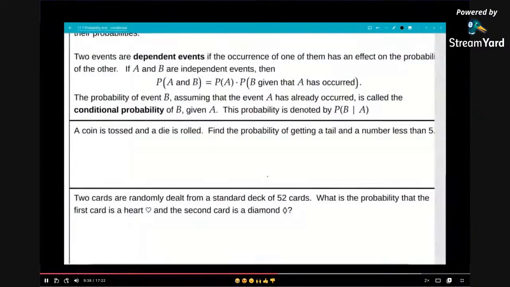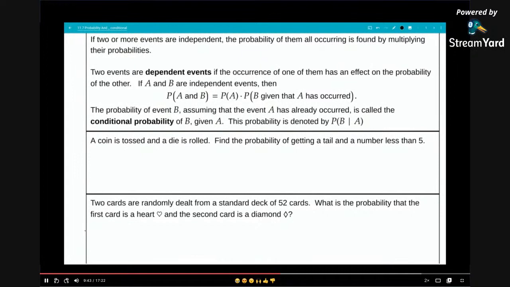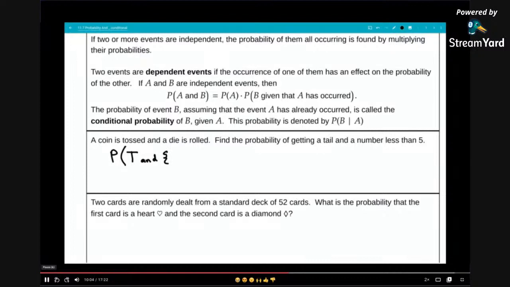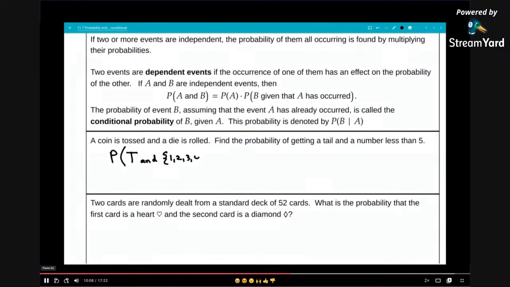So let's do at least a couple of examples here. A coin is tossed and a die is rolled. Independent, automatically, right? At least you should be thinking that. I just mentioned that a few minutes ago. What happens on a coin has no effect on what happens on a die. And we want the probability of getting a tail and a number less than 5. So I want to get a 1, 2, 3, or 4 on this little number cube.